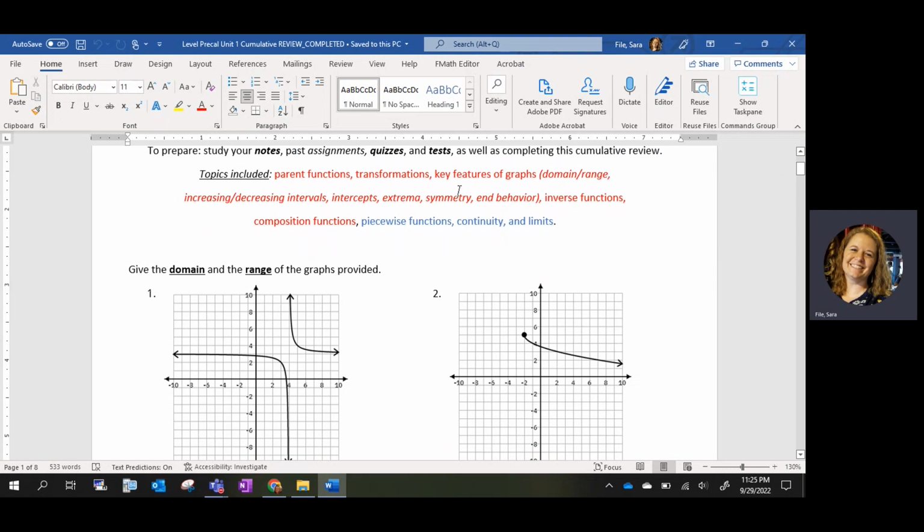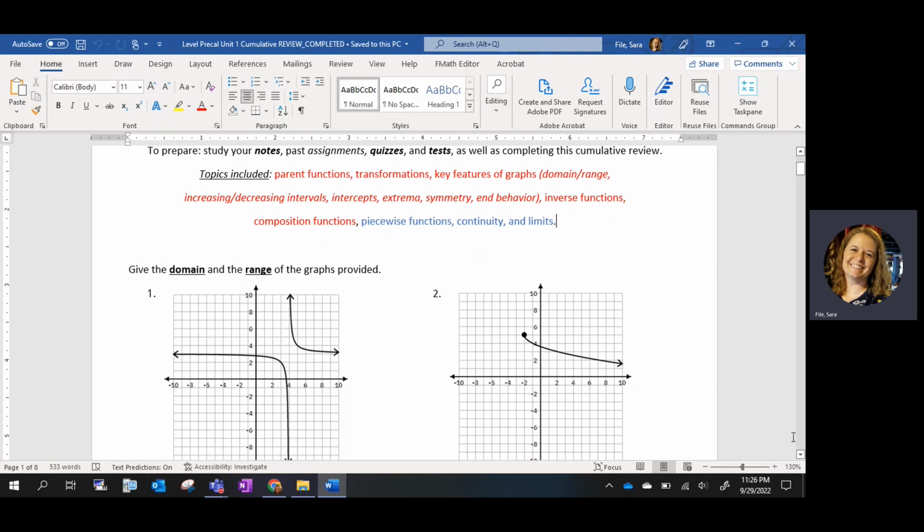So in red here, I've just kind of listed out, this was Part 1 of the test. It's parent functions, transformations, key features of graphs. And key features includes domain, range, increasing and decreasing intervals, intercepts, extrema, that's your maximums and minimums, symmetry, and end behavior. That part also included inverse functions and composition of functions. And then Part 2 included what's in blue here, which was piecewise functions, continuity, and limits.